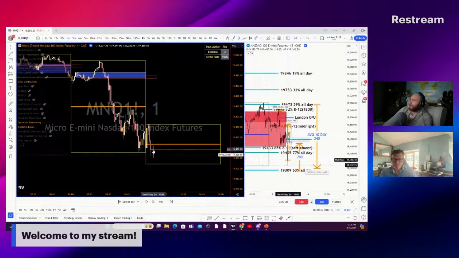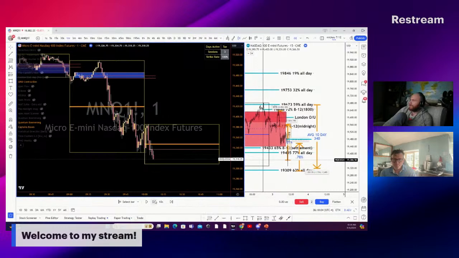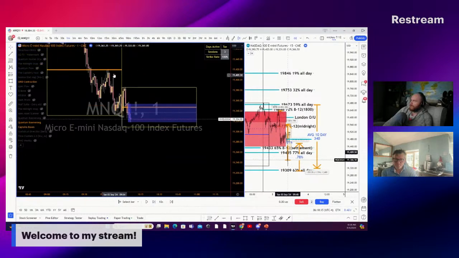Why is my 5-9 box not drawing stuff? It's because I'm in replay mode. There we go. All right, we're below previous hour mid. We took out previous hour low. We're shifting. And guess what? I told you the New York market is more likely to trend than it is to reverse.